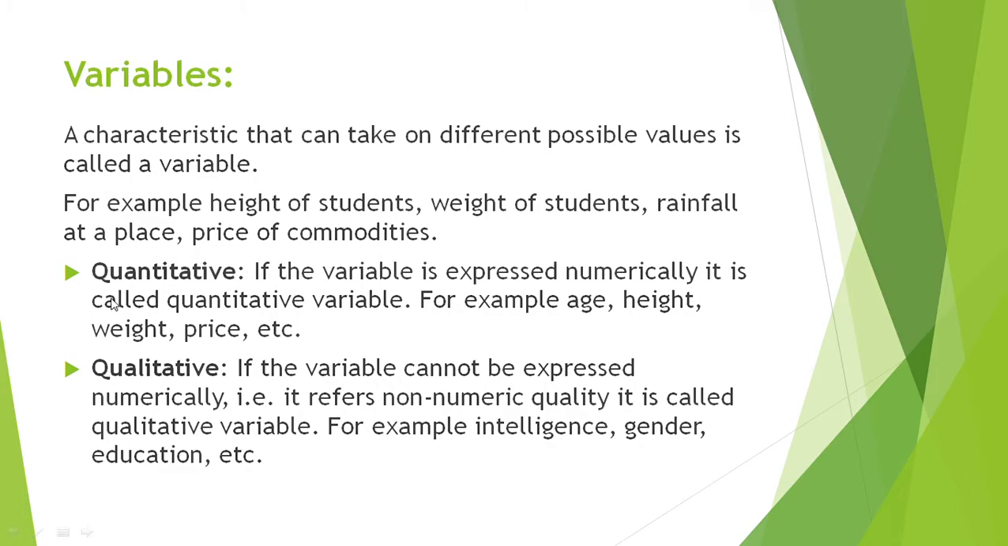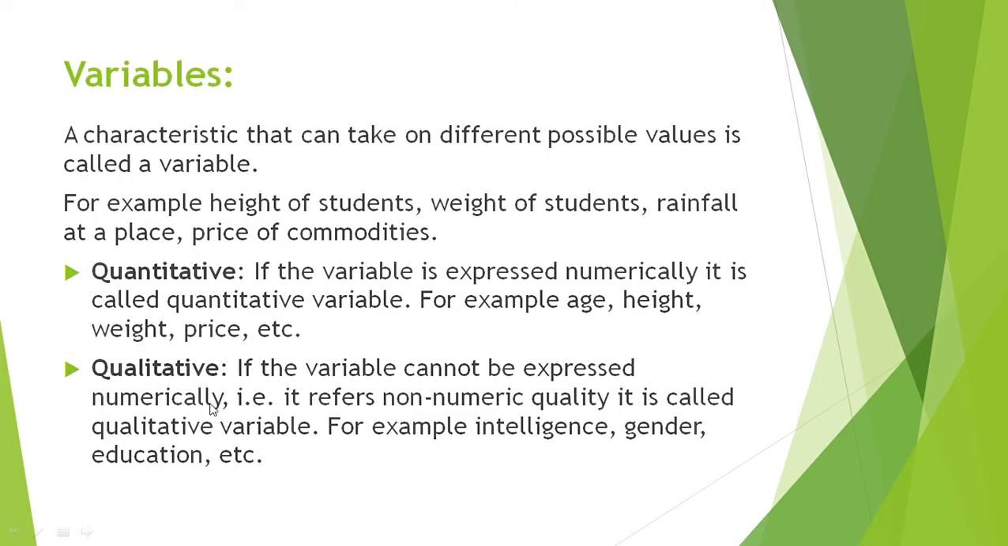Now variables are of two main types: quantitative variables and qualitative variables. Quantitative variables: if the variable is expressed numerically, it is called a quantitative variable, or the values of the variable can be numerically expressed. For example, age is in numeric form. Height is also represented in numeric form, as are weight and prices. These are the examples for quantitative.